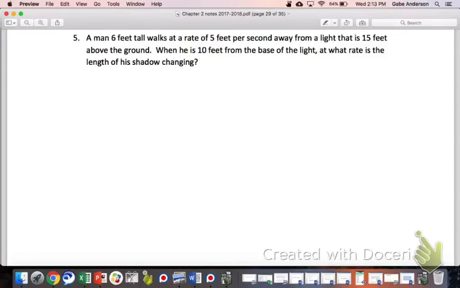Getting good at related rates and word problems and things of that nature. So let's review the steps. The steps from last time are this.